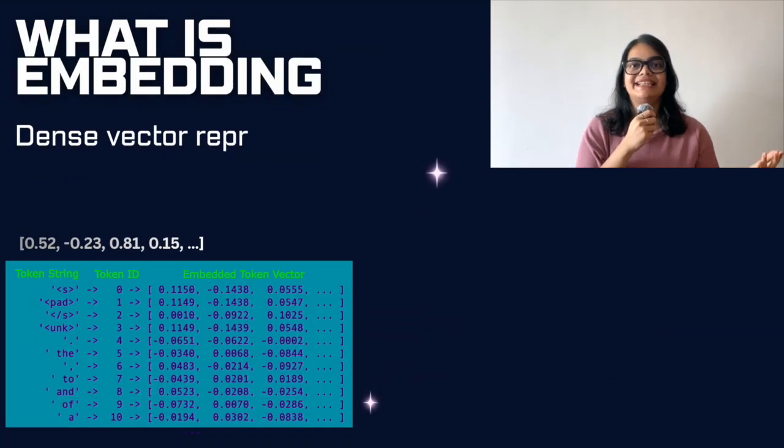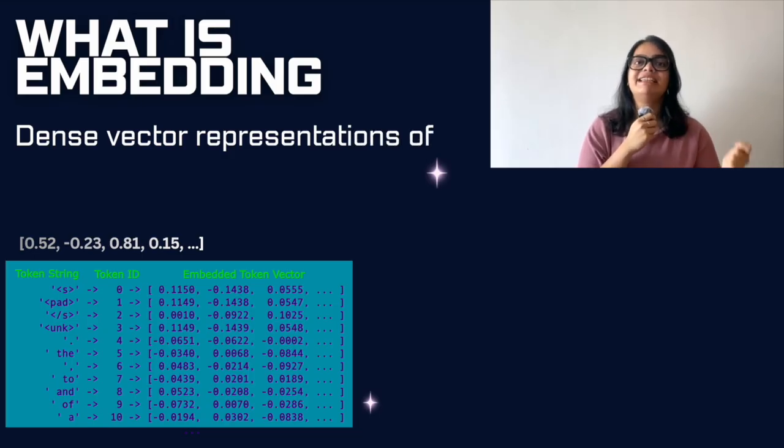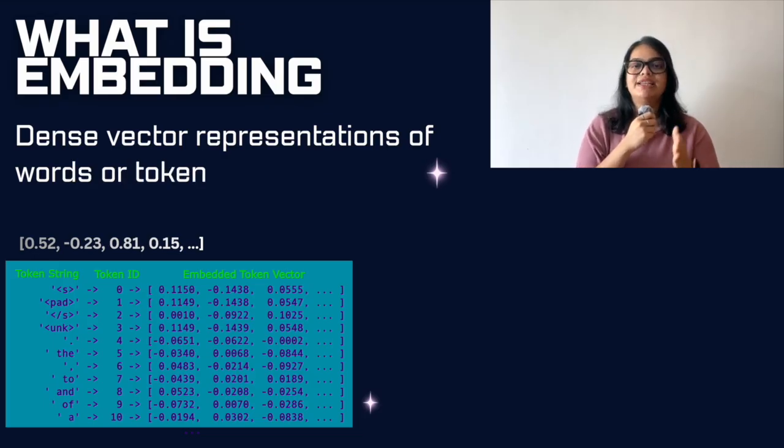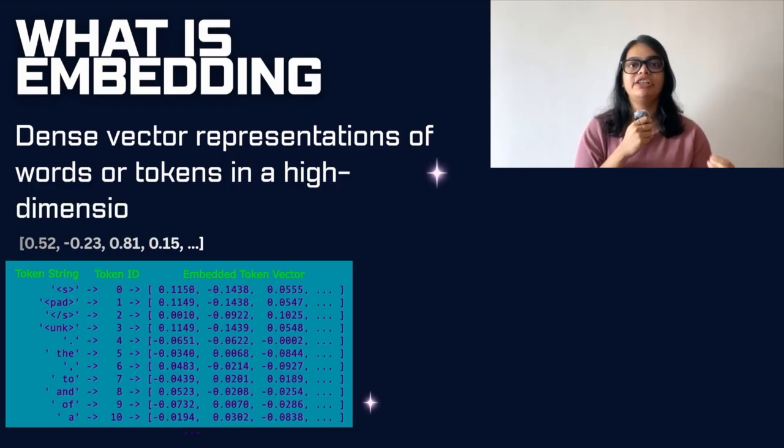And this is exactly where embeddings come in. An embedding takes a token ID and maps it to a dense vector in a high dimensional space. A vector in this context is simply an ordered list of real numbers. For example, 0.52, -0.23, 0.81, 0.15, etc. These values are not arbitrary. They are learned during training and represent different latent features of the token.